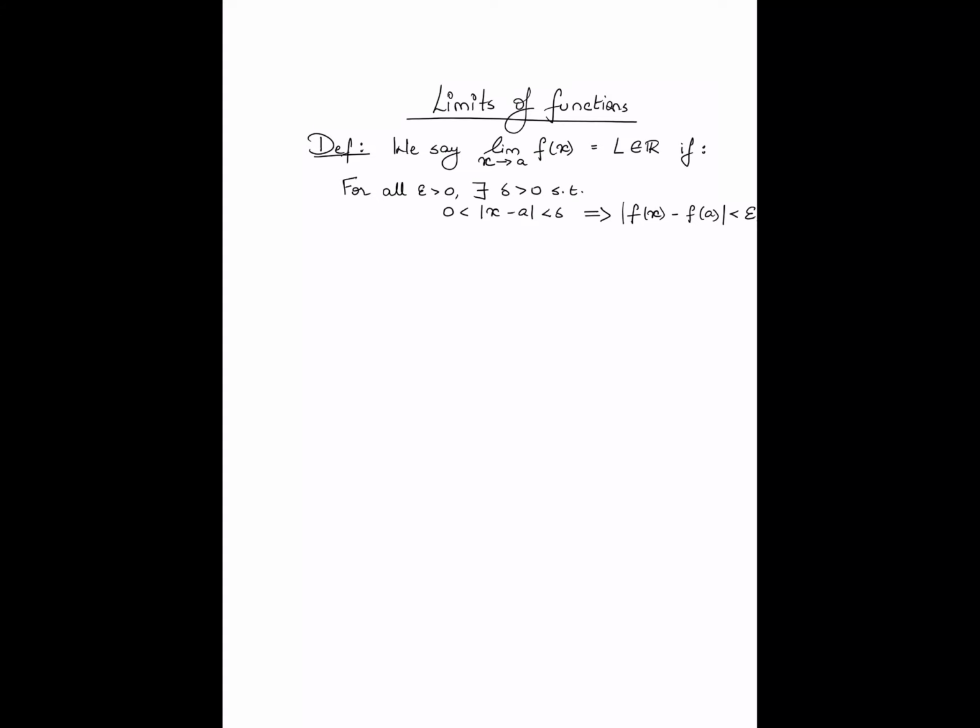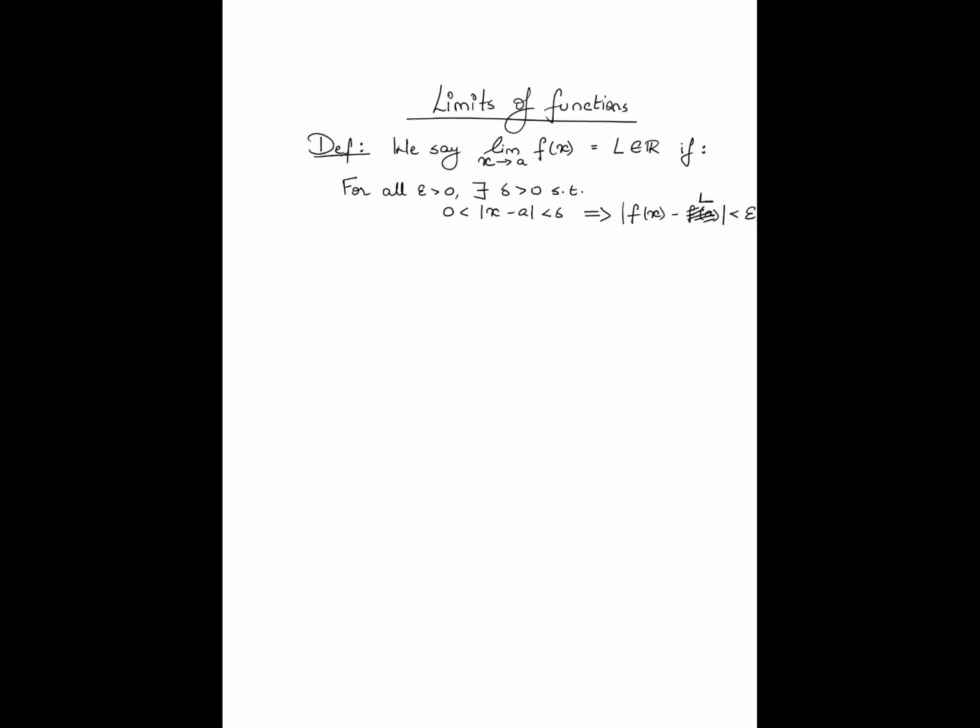Okay, so again, since we have seen these kinds of definitions before, it should be clear that what we are saying is that the limit as x tends to a of f of x is equal to L if, as x becomes close to a, f of x becomes close to L. There's no reference to the function value at a here.